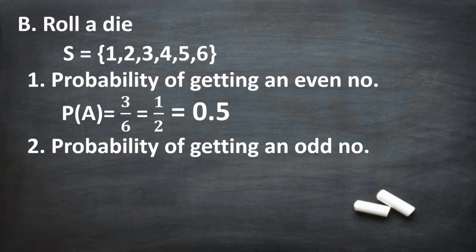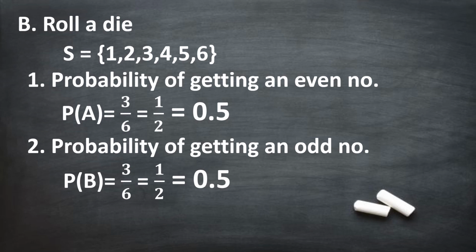Let's have another event, the probability of getting an odd number. For this one naman, since this is a different event from the previous one, we have to denote it with a different variable. That's why it becomes the probability of B. To get the probability of this one, you must identify how many odd numbers we have in the sample space, and we have 3. Those are 1, 3, and 5. That's why the number in the numerator is 3.